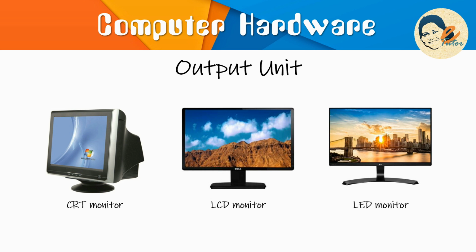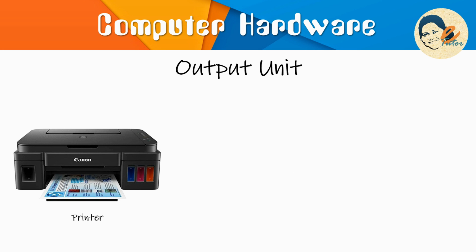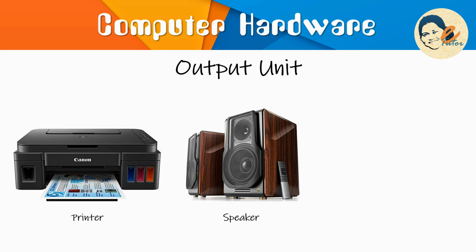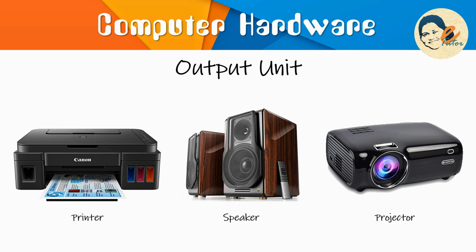But nowadays, monitors usually have an LCD, that is liquid crystal display, or LED, that is light emitting diode display. This type of monitors are made very thin and they are often called flat panel displays. Most of the monitors have control buttons that allow changing the monitor's display settings. Nowadays, monitors also have built-in speakers and webcams. Some other output devices are printer, which is used to print any data, speakers or headphones for audio output, and projector also for visual output.